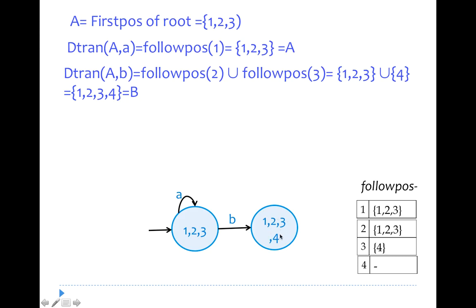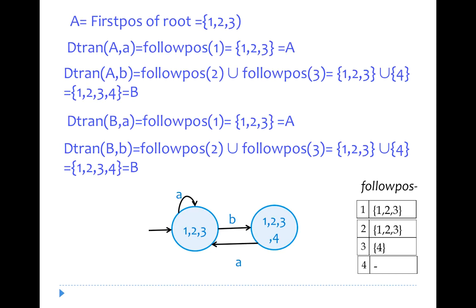Now to this 1, 2, 3, 4 state we will apply a as input. In this 1, 2, 3, 4, only 1 is the position with a. Hence, we consider only follow position of 1, which is 1, 2, 3. Hence, it goes to the state 1, 2, 3 with input a. Now we'll apply b. In this state 1, 2, 3, 4, 2 and 3 are the positions for b. Hence we take the follow position of 2 and follow position of 3, which becomes 1, 2, 3, 4. Hence with the input b, it remains in the state 1, 2, 3, 4, and this is how we have constructed the DFA for the regular expression using follow positions. Thank you.